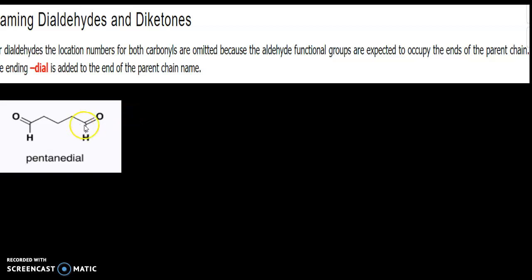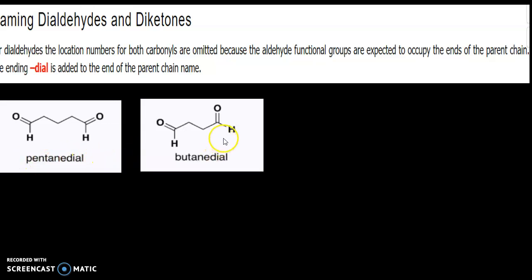Okay, now move further. Naming dialdehydes and diketones. Sometimes two aldehyde groups or two ketone groups are there in the compound. Say for example this. Now what to do in this case? Just find out the parent alkane: 1, 2, 3, 4 and 5. So it is pentane. The E will be replaced by AL, and we have to write di before AL because two aldehyde groups are there. So it is pentanedial.